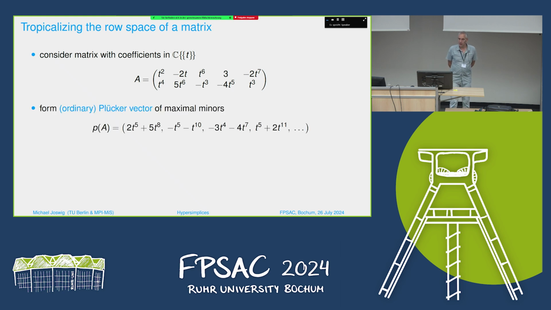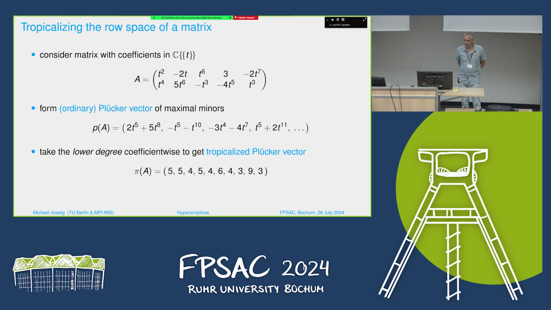How does this work? Well, one way to think about this is in terms of Plücker coordinates. And so the first step would be to produce the ordinary Plücker vector, which is formed from the maximal minors of this matrix. Right, so I have a 2×5 matrix. The maximal minors are given by 2×2 matrices and their determinants. And I have these 5 columns. So I have 5 choose 2, which means 10, many of those. And so I get 10 elements in my field of choice. And this gives this Plücker vector.